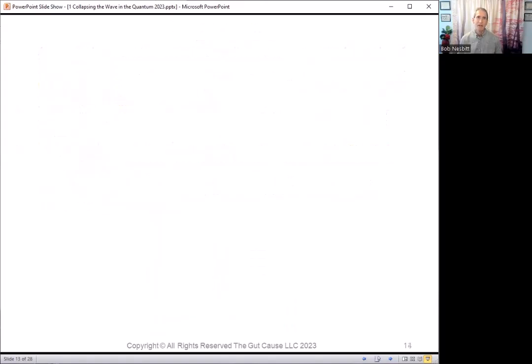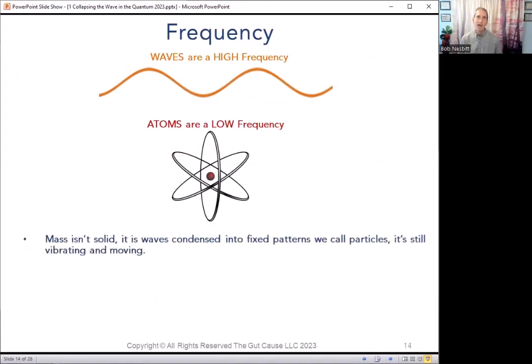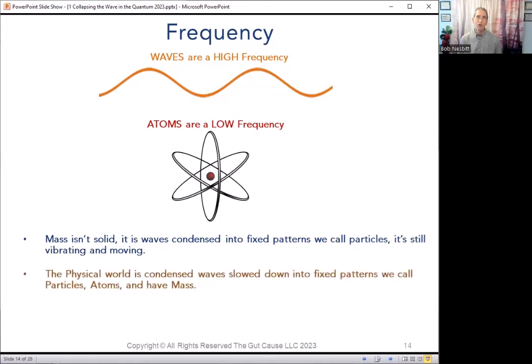Now, this atom is a lower frequency, and you may think mass is solid. It's not. Scientists agree that it's actually waves condensed into a fixed pattern called particles, and it's vibrating and constantly moving. And this is essentially what the physical world is. It's condensed waves slowed down into fixed patterns that we call particles, atoms, and have mass.